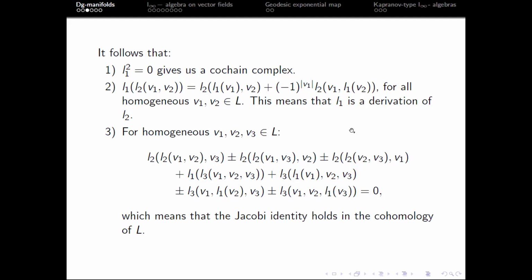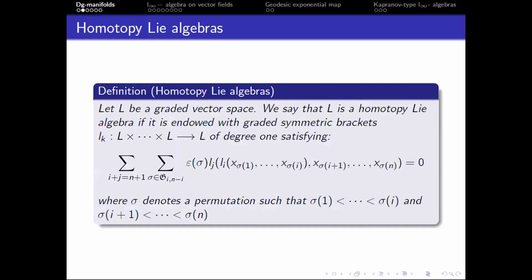And one can proceed further, you can have higher brackets, and then you will have some relations between L4, L3, L2, and so on. One can continue in this way. And we will have an identity like this here for the higher brackets.